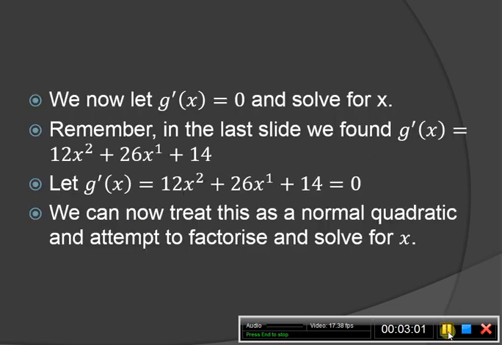We now let the function g dash x equal 0 and solve for x. Remember in the last slide we found g dash x equal to 12x squared plus 26x plus 14. Let g dash x equal 12x squared plus 26x plus 14 equal to 0. We can now treat this as a normal quadratic equation and attempt to factorize and solve for x.